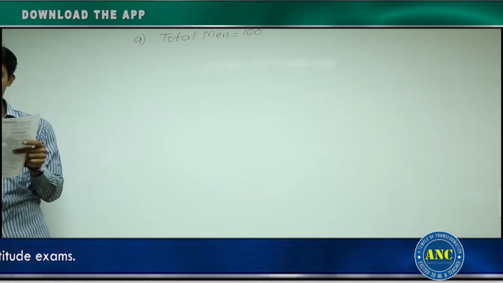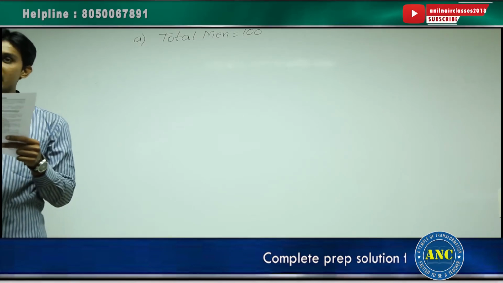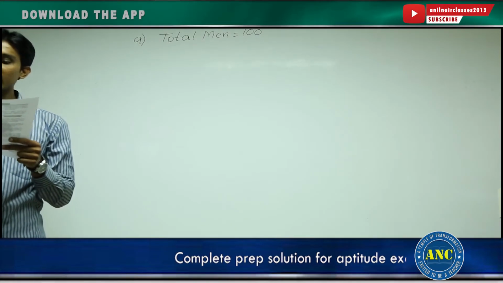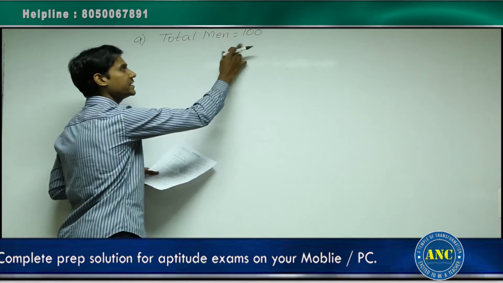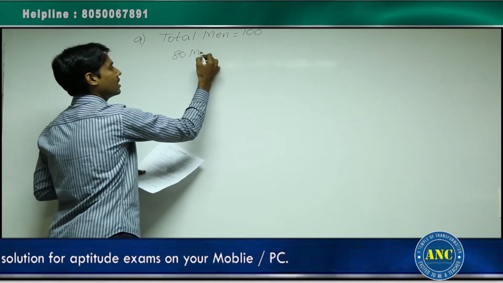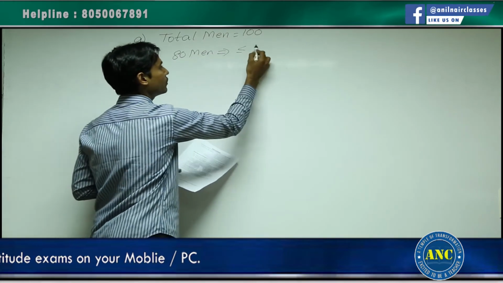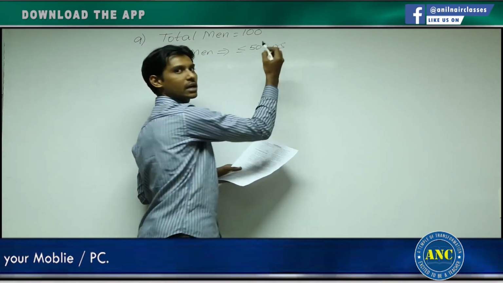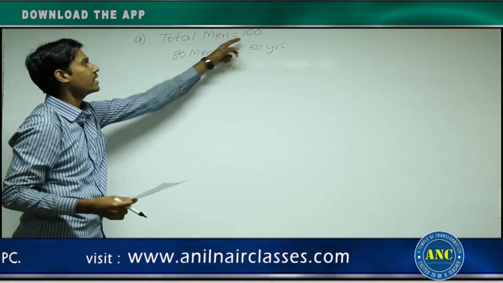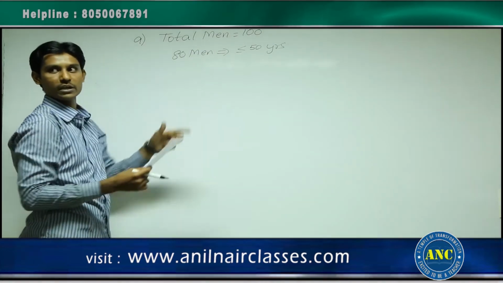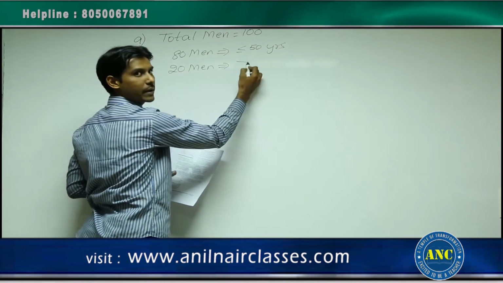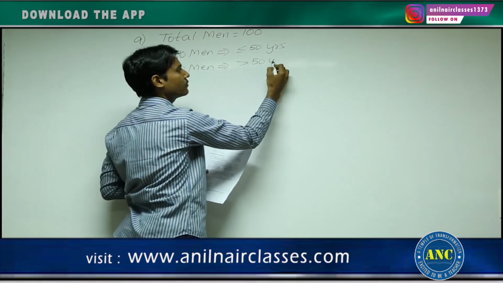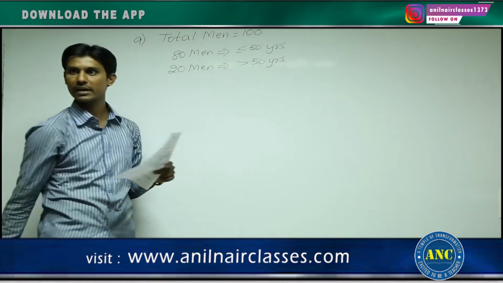See here. If you read the first statement, 30% of the men are more than 25 years old and 80% of the men are less than or equal to 50 years old. That means out of 100, 80 men are less than or equal to 50 years old. That means out of 100, if 80 people are less than or equal to 50, remaining 20 people are more than 50 years old. Right? Remaining 20 people are greater than 50 years. Clear till this point?